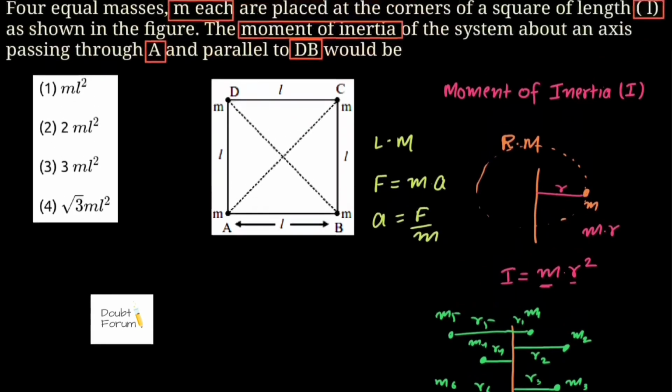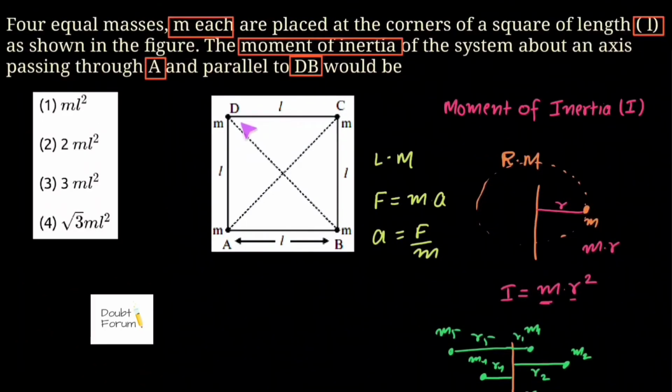Now coming to the question, it is given that there are four masses. The four masses are placed at these four corners of a square. The mass of each object is m. The length of the side of this square is L. It is given in the question. Here we are asked to find the moment of inertia about an axis which is passing through point A and parallel to DB. So we have to draw a line. This is the line which is passing through point A and parallel to line DB.